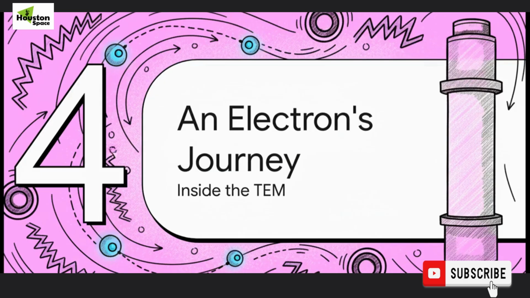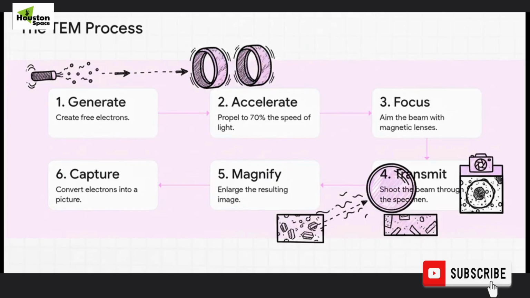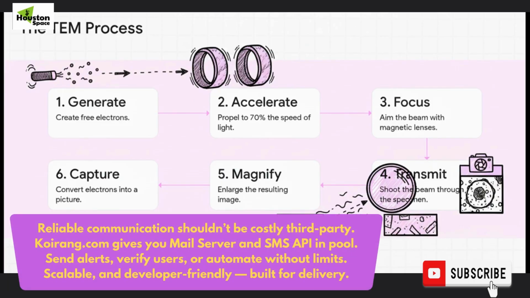So, since the TEM is the one that can see atoms, let's focus on that. For the rest of this breakdown, we're going to follow an electron on its wild journey through one of these amazing machines. The whole process basically breaks down into 6 key steps. First, you've got to generate the electrons. Then, you accelerate them to an absolutely insane speed. We're talking like 70% of the speed of light.